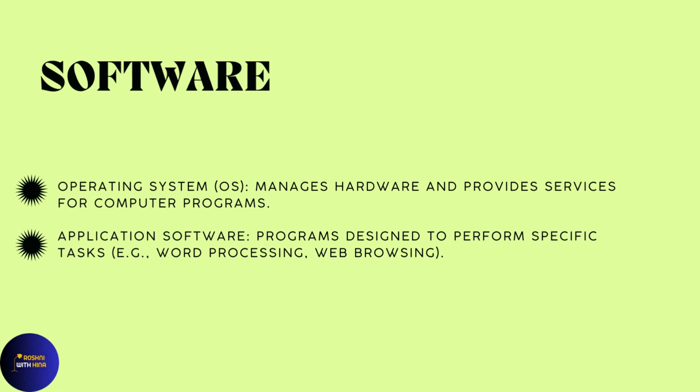Software. Operating system manages hardware and provides services for computer programs. Application software programs are designed to perform specific tasks, for example, word processing, web browsing, etc.